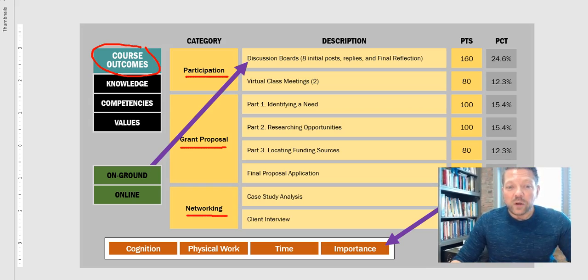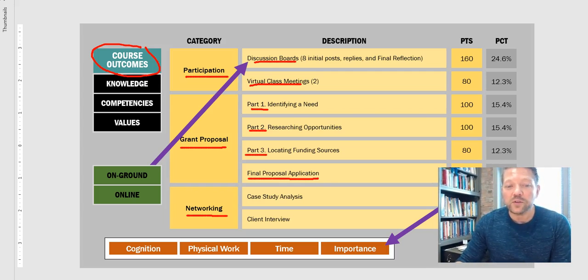So I've also listed what assignments are associated with each of these categories. Since I want to have interactivity between the students and the instructor every single week in the term, I've assigned students to do a discussion board during 8 of the weeks, and I've required 2 virtual class meetings. I've also identified 3 parts to this grant proposal project. And then once they have each of those 3 parts finished, they've received feedback from classmates and the instructor, they make revisions, and then they submit their final proposal application for the 4th assignment in the grant proposal.